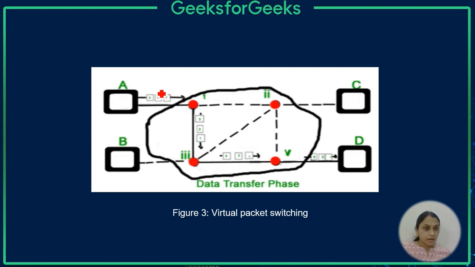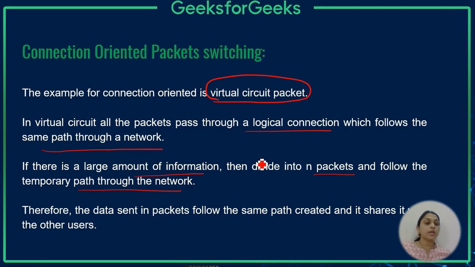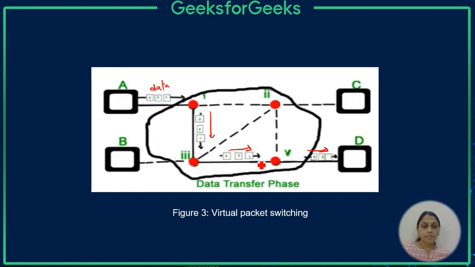This is the data. The data is divided into packets. The packets are all going in the same network. Packets are not distributed here. All are going in the same network. This is connection oriented. So the virtual packet switching is a connection oriented packet switching.